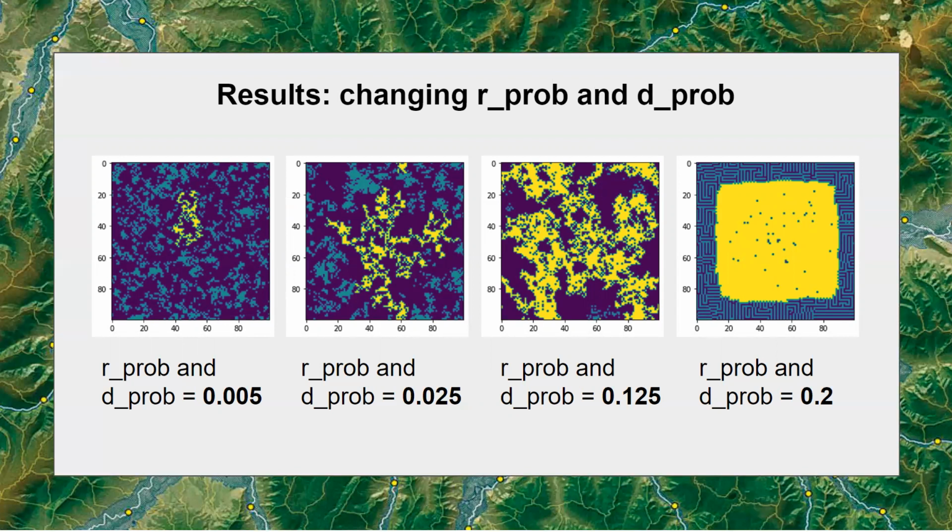And then we also played around with increasing either rprob or dprob to make them not equal each other. And we found that whichever one is greater than the other, that state, whether dry or wet, will overtake the other in the system.